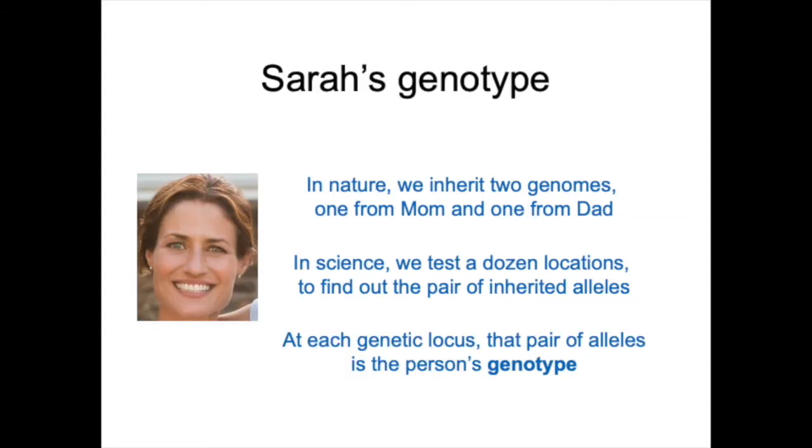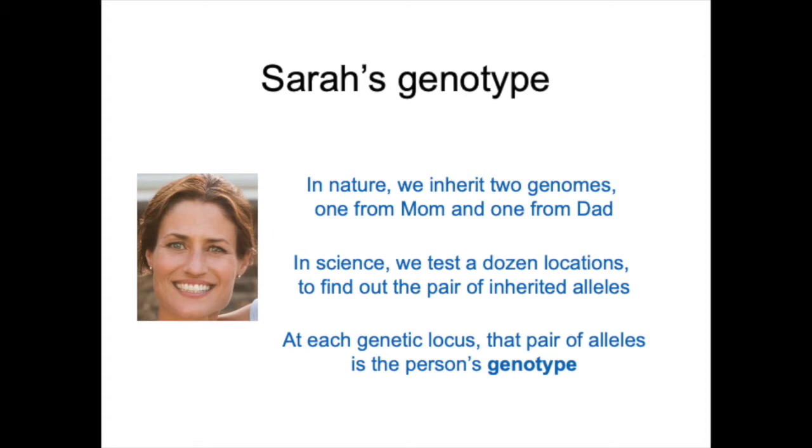So the key idea here is the genotype. I'll tell you what a genotype is. In nature, Sarah would have inherited 2 genomes, a set of chromosomes: one set from her mom and one from her dad. And in science, forensic scientists don't sequence all 3 billion letters of the genome yet, but instead, they test maybe a dozen different locations, short paragraphs of text on our DNA, a few hundred letters long, to find out the pair of inherited alleles.